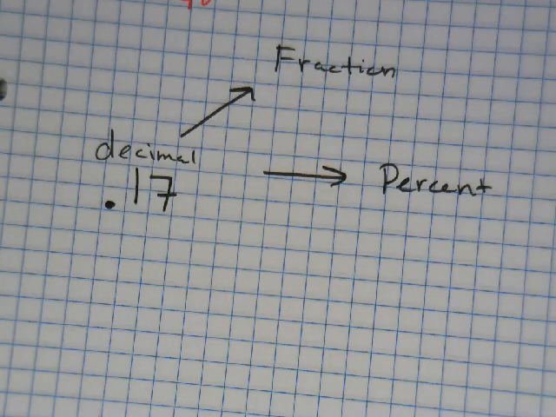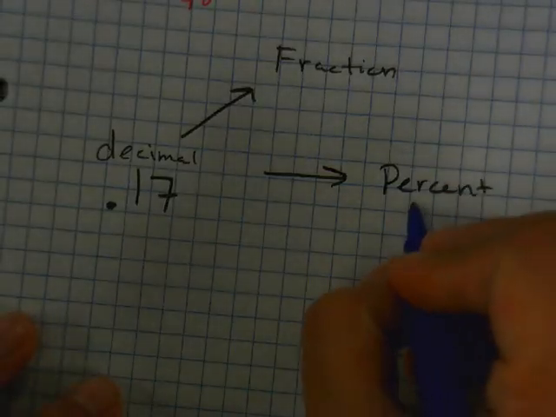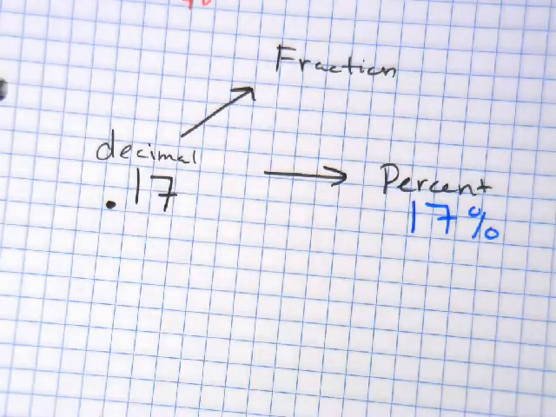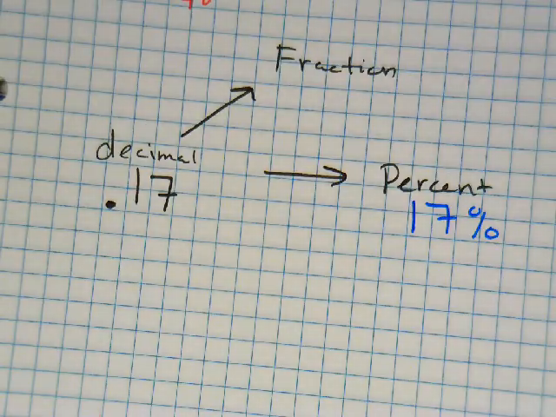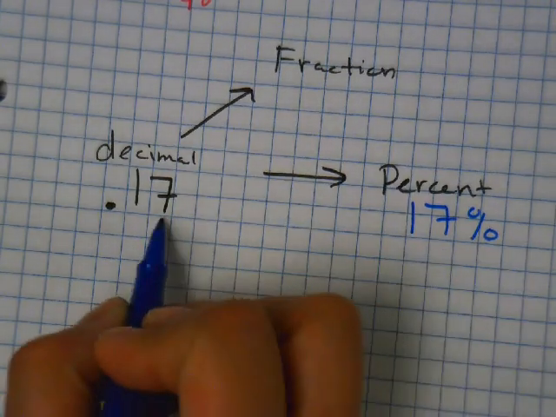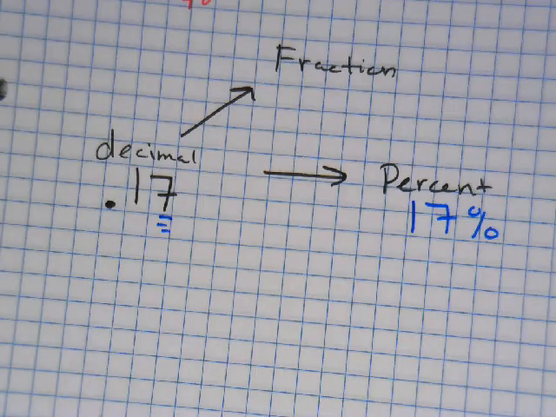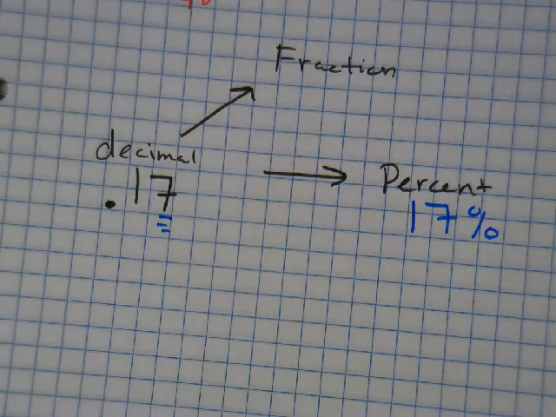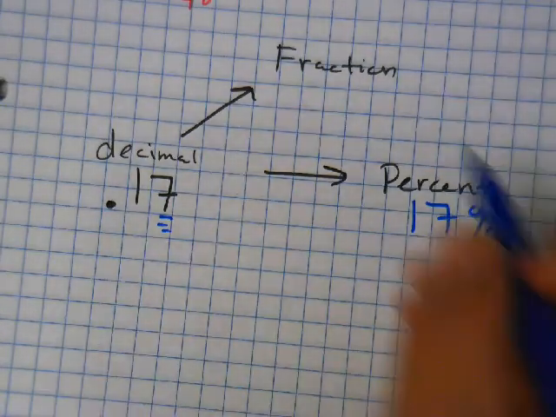Percent's the easiest one. What would be the percent? 17%. Yep. Okay, what's my fraction? What place value is the 7 in? It's in the hundreds. Yep, hundreds. Okay, so if it's in the hundreds, what would be your denominator?